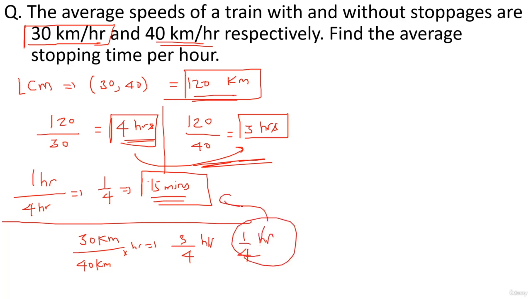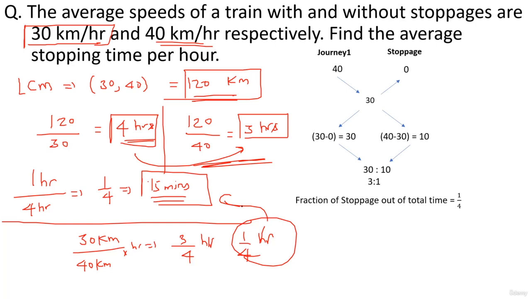But now let's go on to the award winning and my personally favorite solution, and that is by using the method of allegations. We know that the journey speed is 40 kilometers per hour. Whenever there is a stoppage the speed is 0, right? And the final speed including stoppages is 30 kilometers per hour, right? So we apply the rule of allegation here. On applying the rule of allegation we get the ratio of their times. So stoppage time is 1 part, journey time is 3 parts. So total 4 parts. What is the fraction of the stoppage time? The fraction of stoppage time is 1 out of 4. That is nothing but 15 minutes. As simple as that.